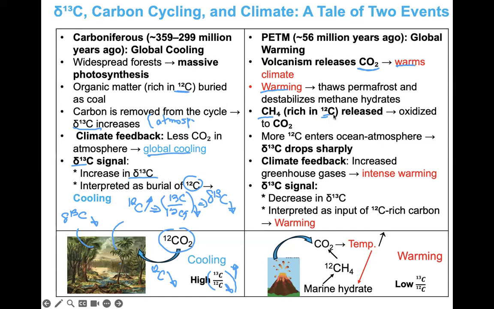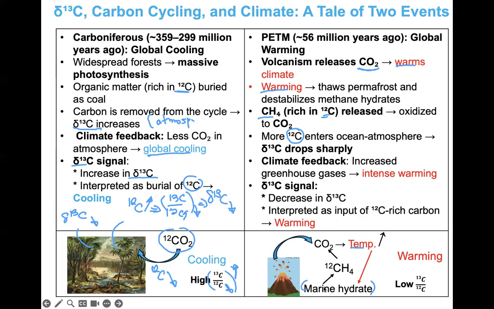Because of the release of this methane that is rich in C12, the atmosphere will be rich in C12. As a result, delta 13C will drop sharply in the air and also the water. So the increased greenhouse gases, that's the climate feedback. When you have more CO2, and to make it simple in the diagram here, volcanoes release CO2. CO2 causes temperature to go higher. This high temperature causes the melting of the marine hydrate.